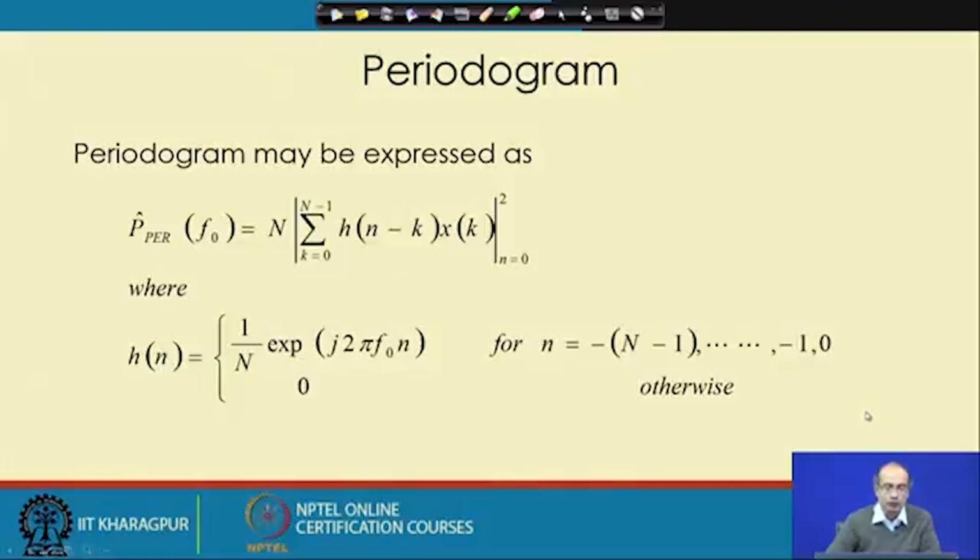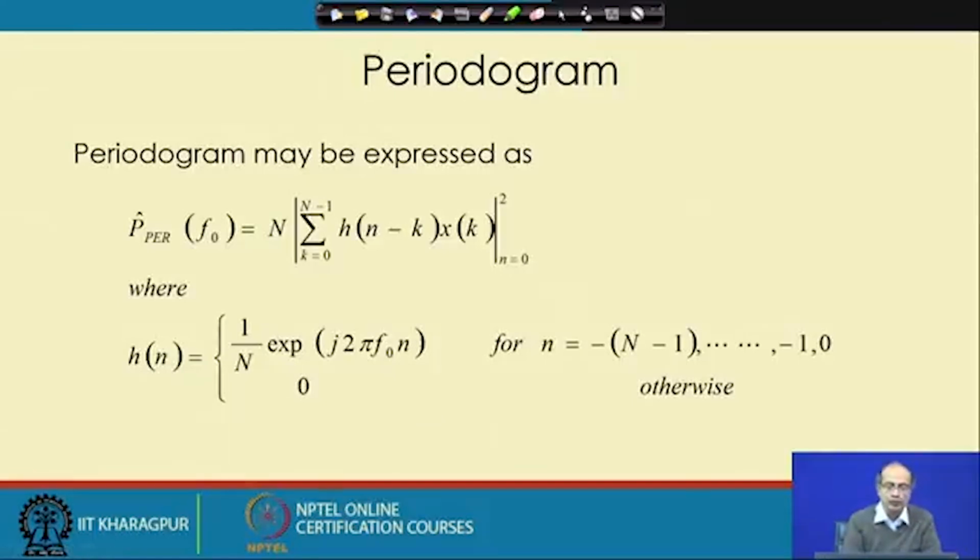What we will do? We will write it, instead of the exponential term directly, in the form of a convolution with an impulse response h n, where h n has the terms 1 by capital N exponential j 2 pi f 0 n for the lags starting from minus N plus 1 to 0, and it would be 0 for the other lags.